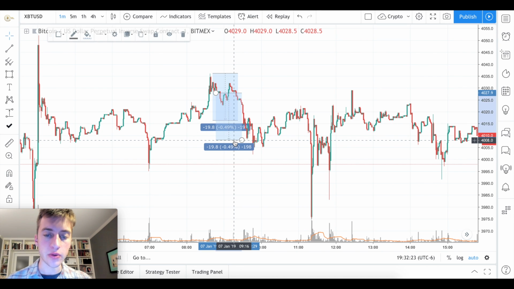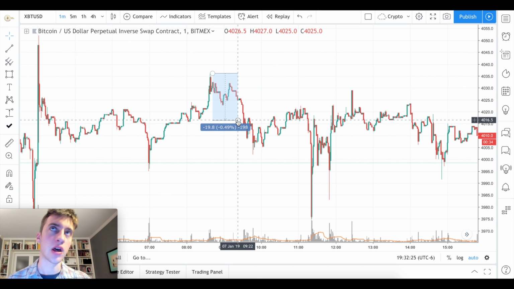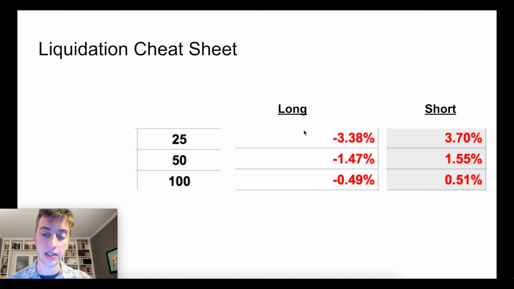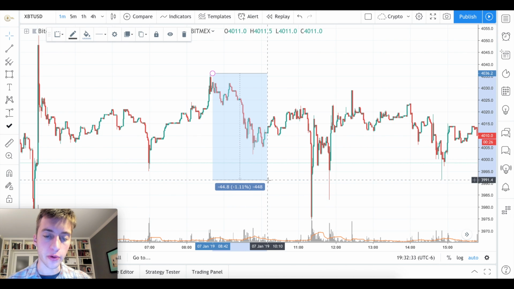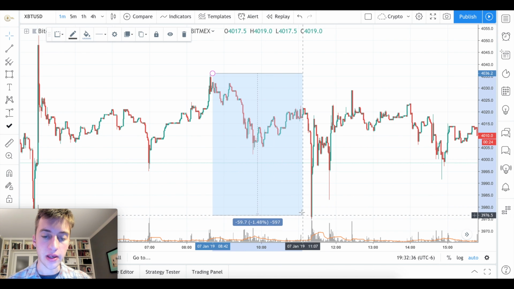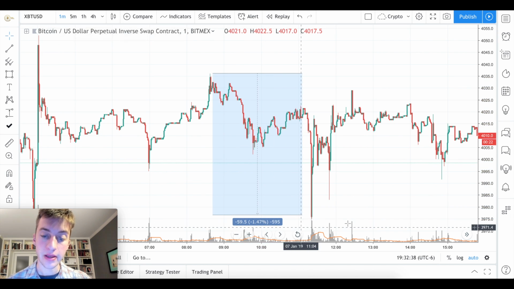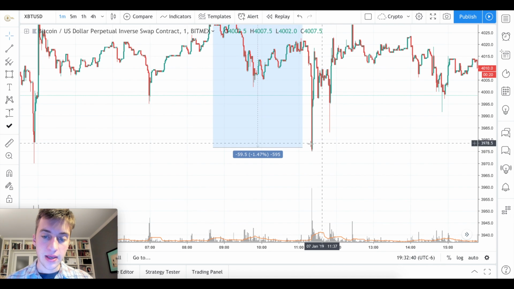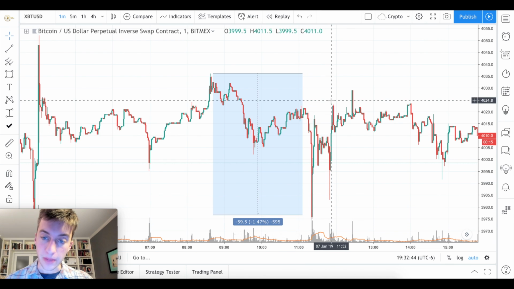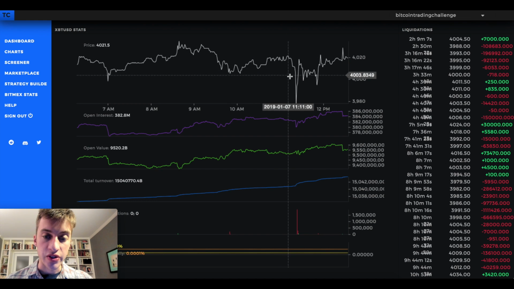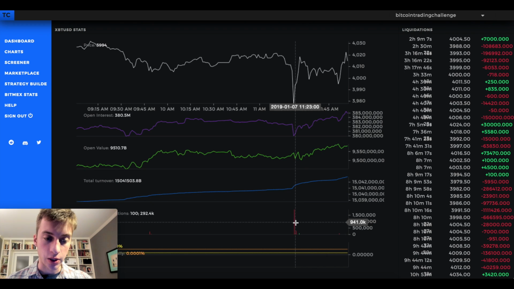Now, what we can also do is prepare for what if someone had 50x'd. That would be minus 1.47 for them to get liquidated. So let's measure 1.47 down. It's right near the bottom. Not surprising. Price goes down, liquidates anyone who had bought that top, and then reverses right back up. And we see longs did get liquidated there as well. About $1.9 million worth of liquidation.